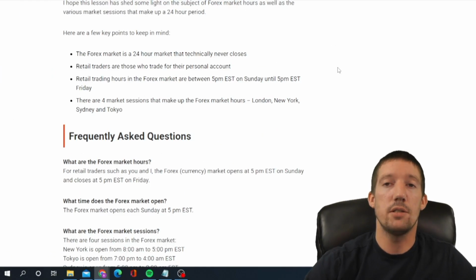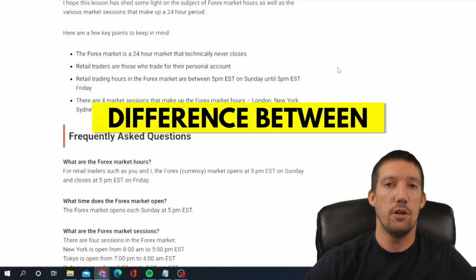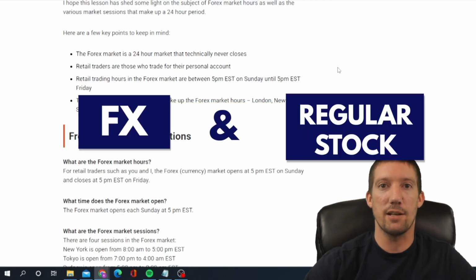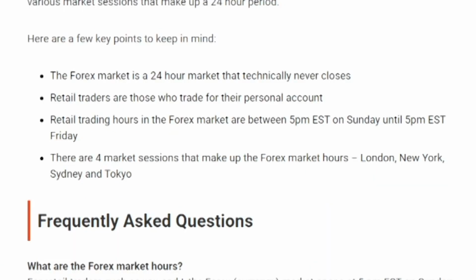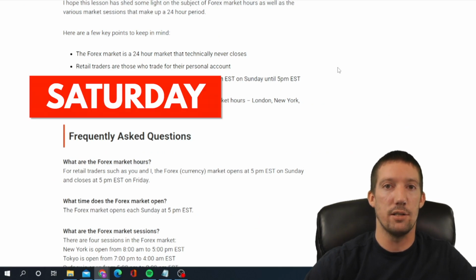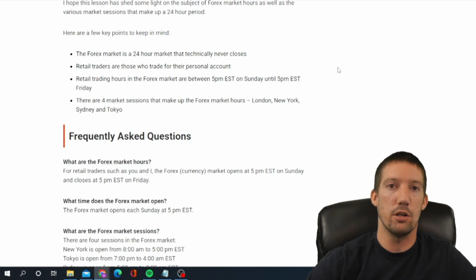So here's a few things to keep in mind. First of all, you're not going to be trading on the weekend. Now, the difference between trading Forex and between trading regular stocks is the stock market is only open from 9:30 to 4 p.m. on the weekdays. Now, if you trade Forex, the markets are open 24 hours a day, 5 days a week. So the one time you're not going to be able to trade is on Saturday and Sunday, okay? Unless it's like later in the day Sunday when the market's open again.